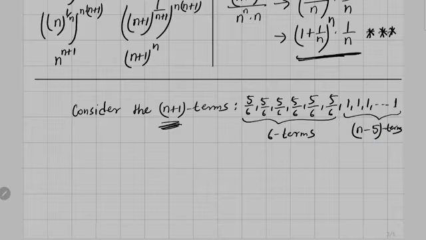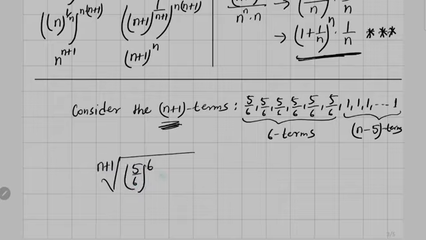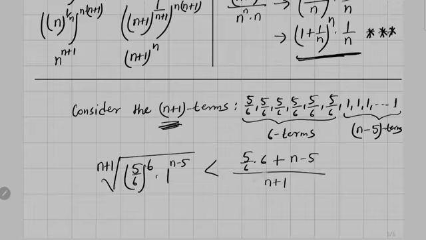So we know the geometric mean is less than the arithmetic mean. The geometric mean of the n plus 1 terms is the (n plus 1)th root of (5 by 6) to the power 6 and 1 to the power n minus 5. It is less than the arithmetic mean. The arithmetic mean is (5 by 6 into 6 plus n minus 5) divided by n plus 1. Here the 6 cancels, and 5 minus 5 cancels. So it is n by n plus 1.